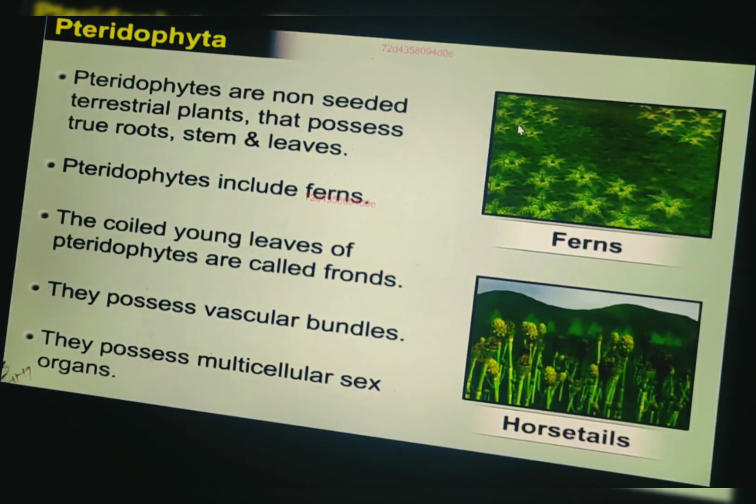Pteridophytes are non-seeded terrestrial plants that possess true roots, stems, and leaves. Ferns fall into this category. The young coiled leaves of pteridophytes are called fronds. Pteridophytes also possess vascular bundles and multicellular sex organs.